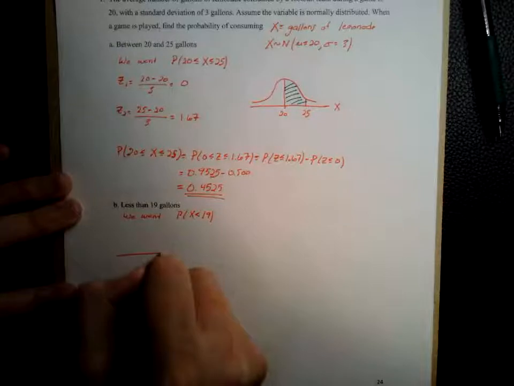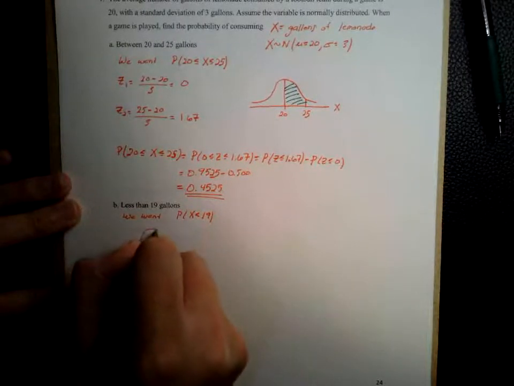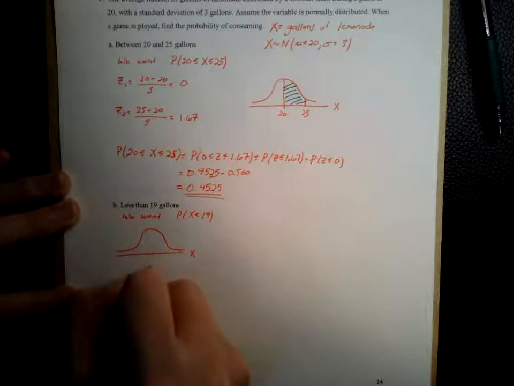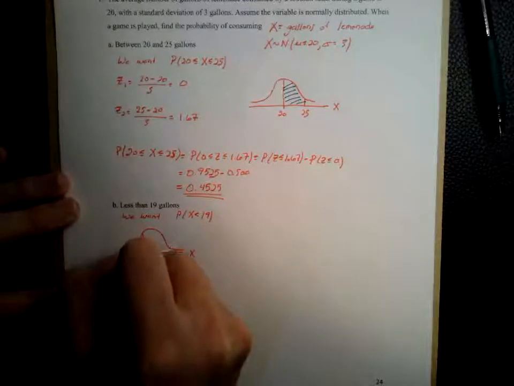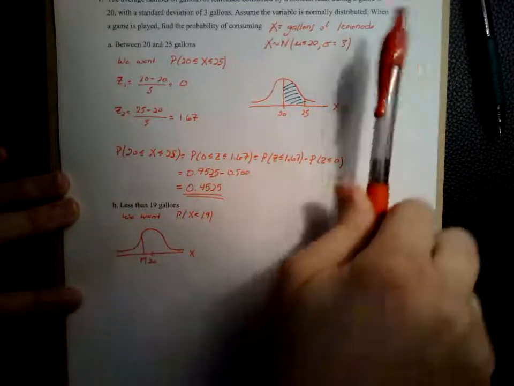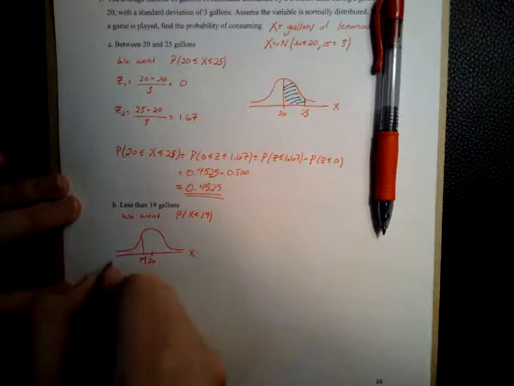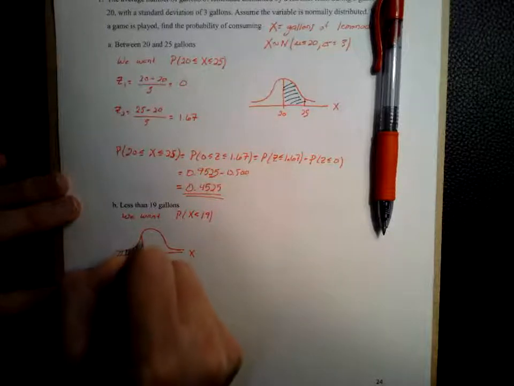Then using the same idea here, we can draw the picture. We have here the distribution. The mean in the middle is 20. And we're interested in the area to the left of 19 because we want to know the probability of it being less than 19 gallons. So we're looking at this area to the left of 19 right here.